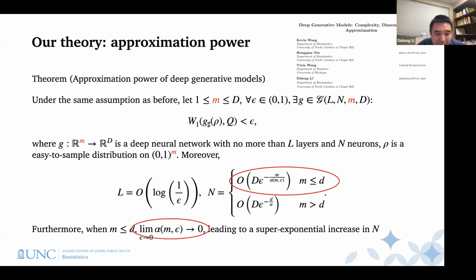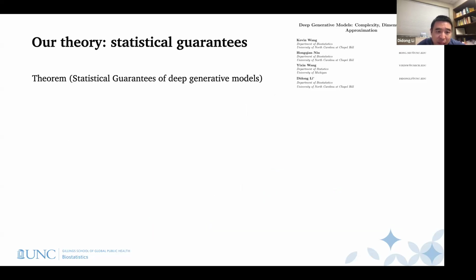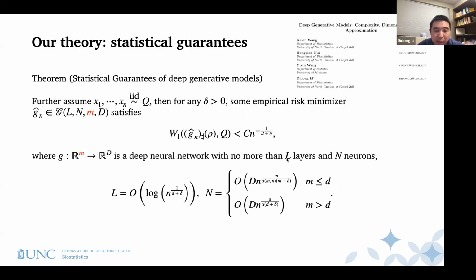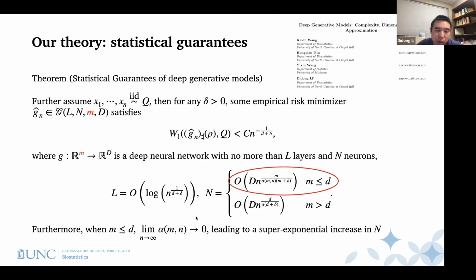To also study the statistical version, we have the analog using a finite sample. And again, there's the empirical minimizer GN hat. We have the same results as before. And again, if you underestimate the manifold dimension, there's a different rate. And again, you can show that this denominator alpha goes to zero, where you have a super exponential growth. That's kind of the price you pay if you underestimate the manifold dimension.